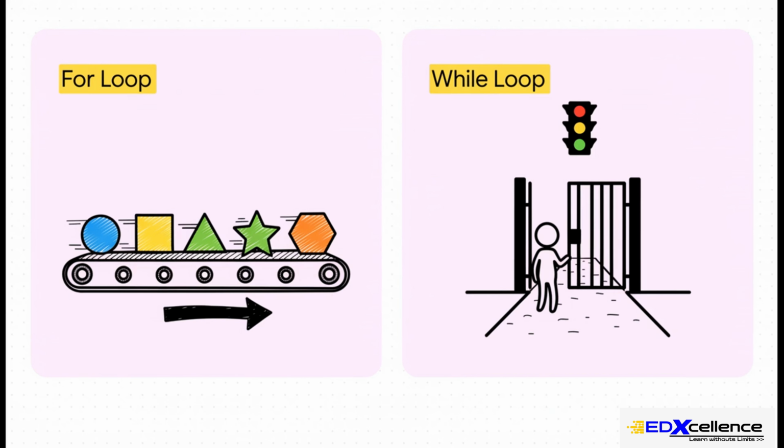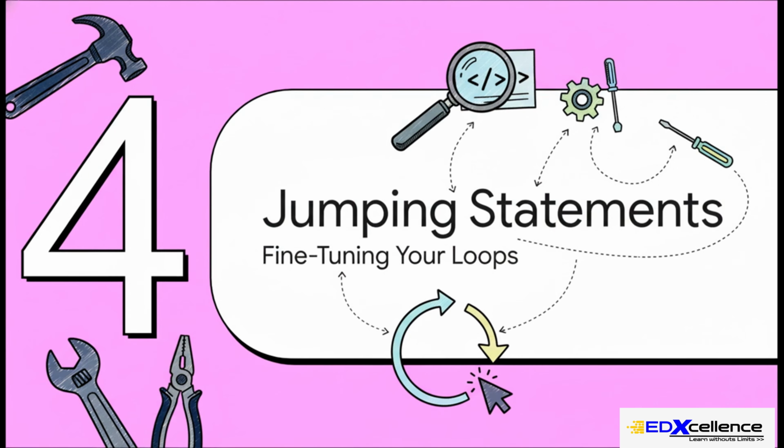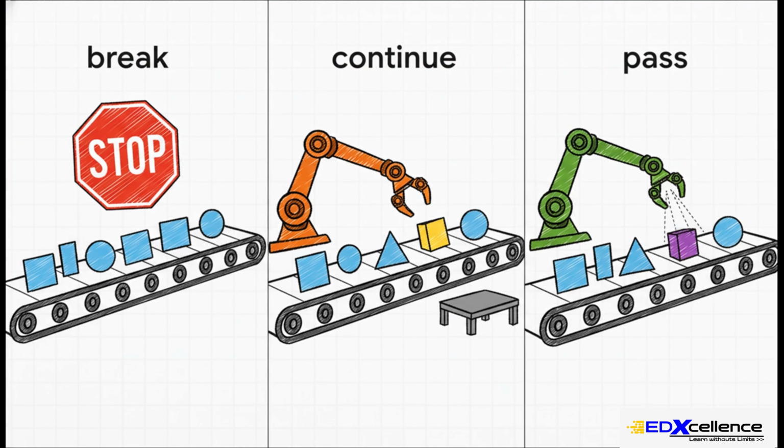And this table just lays out the core difference perfectly, doesn't it? You use a for loop when you have a definite number of things to go through, a list, a range, whatever. You use a while loop when you're just waiting for something to change, like waiting for a user to type quit. Okay, so we've got our heavy-duty tools, the for and while loops. Now let's look at the precision instruments, the tools that give you even more control to fine-tune exactly how your loops behave.